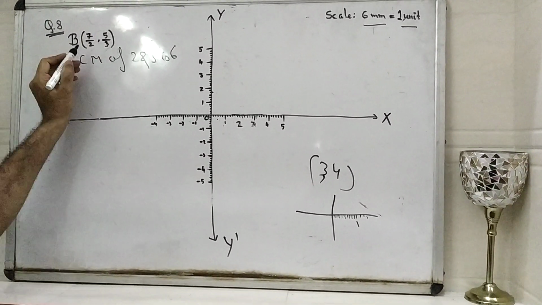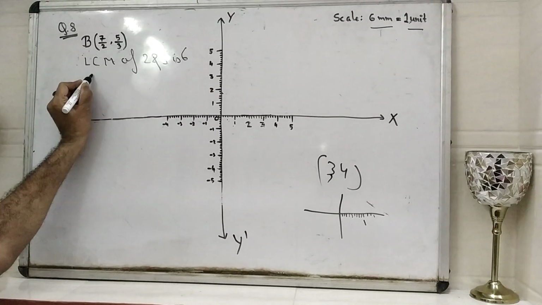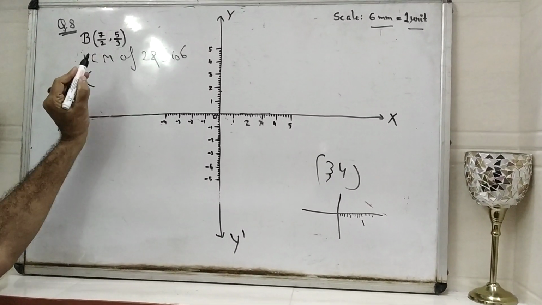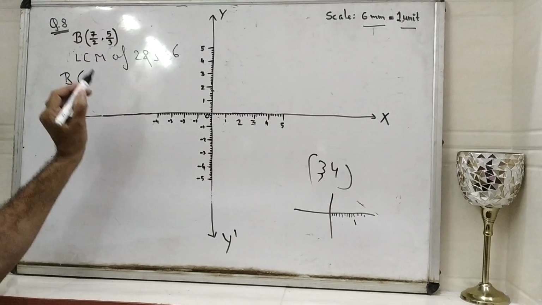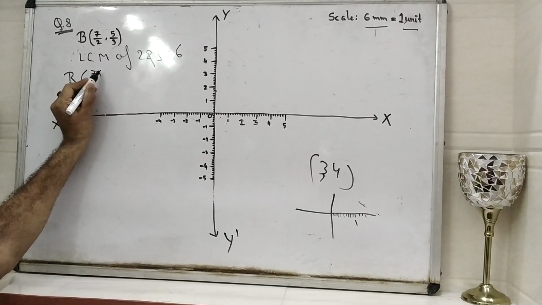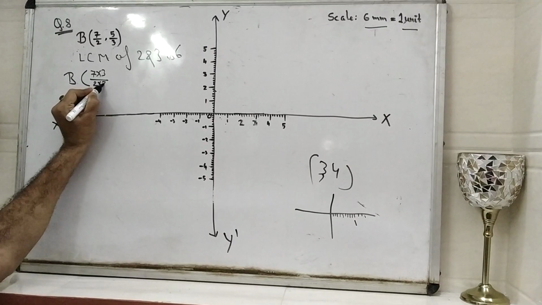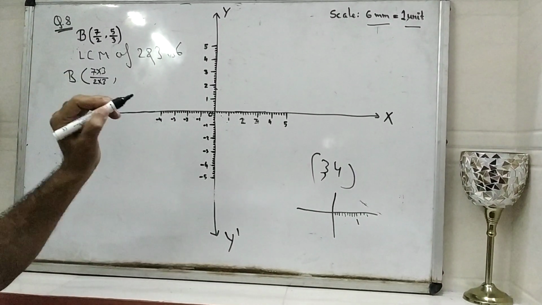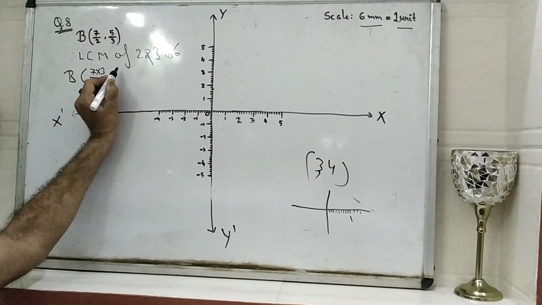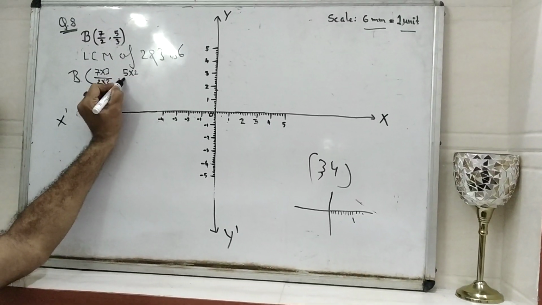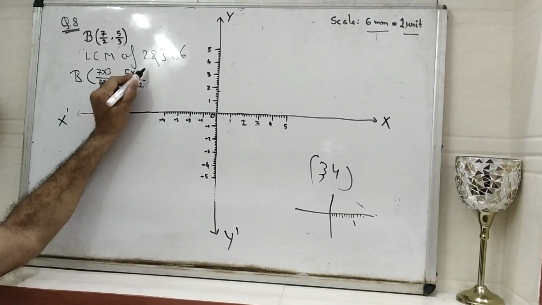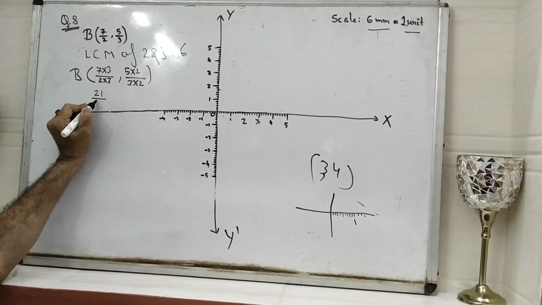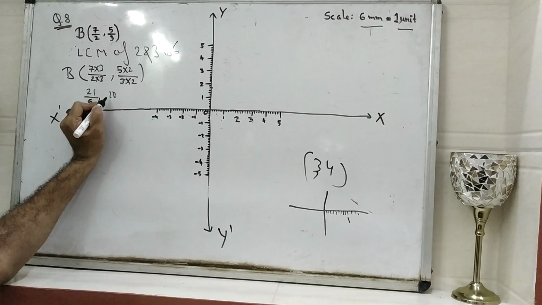Your question is 7 by 2. So you have to make this denominator 6. For that you have to multiply by 3: 7 into 3, then 2 into 3. And this denominator 3 you have to make 6. For that you have to multiply by 2: 5 into 2 divided by 3 into 2. In this way your point becomes 21 by 6 and 10 by 6.